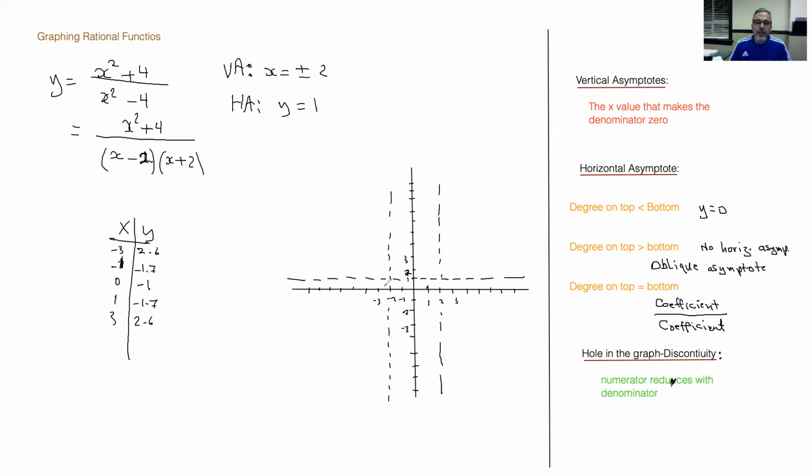So let's plot them. Negative 3 and 2.6. Negative 1 and negative 1.7, so somewhere around here, it's not going to be very accurate. 0 and negative 1. I'm just going to use a different color for my points so we can see them. And then 1 and negative 1.7, so around here, and then 3 and 2.6, which is somewhere around here.